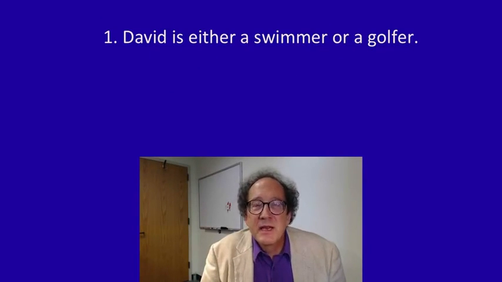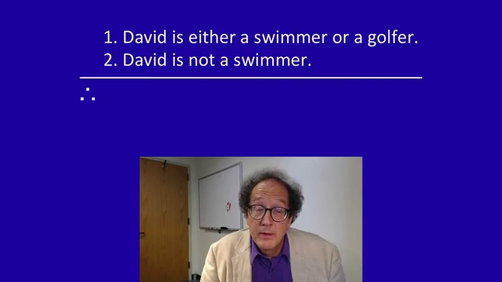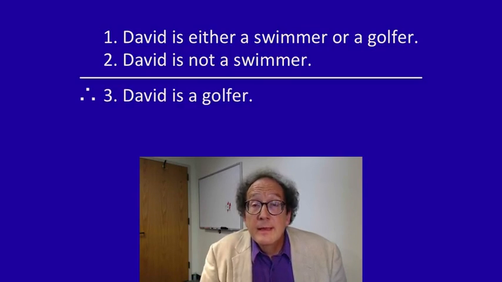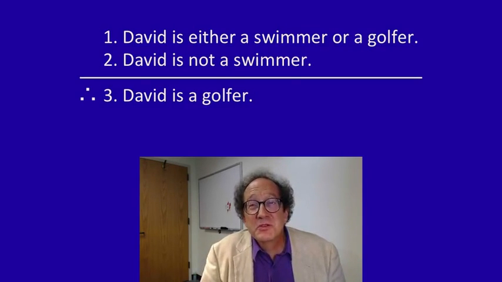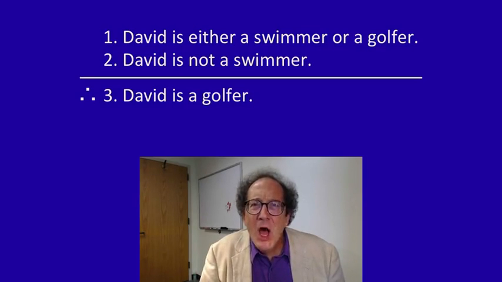Now let's try this other example, which is a lot like the last one, but it's different in an important way. Premise 1, David is either a swimmer or a golfer. Premise 2, David is not a swimmer. Therefore, conclusion, David is a golfer. Is it possible, is there any way to tell a coherent story where the premises are true and the conclusion is false? No. Well, just think about it.